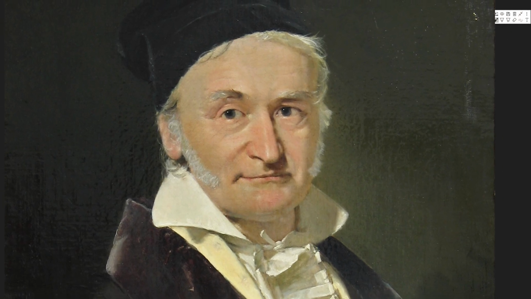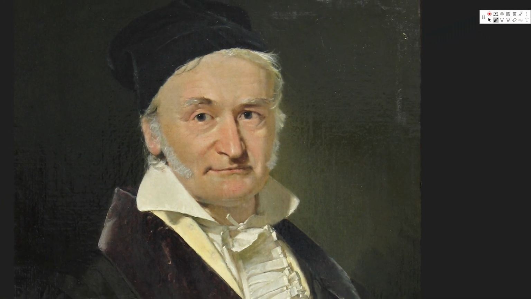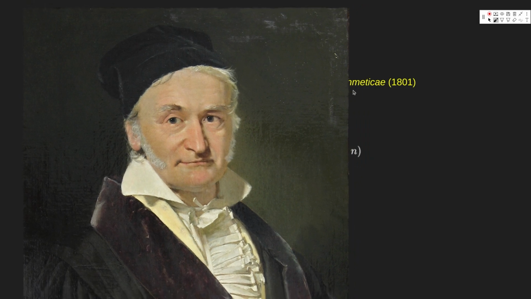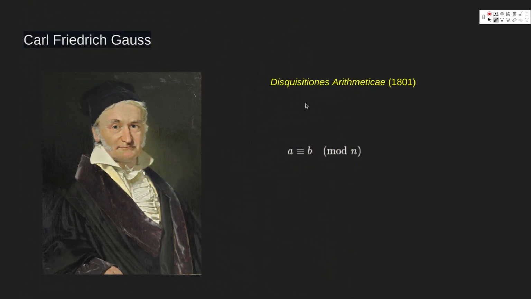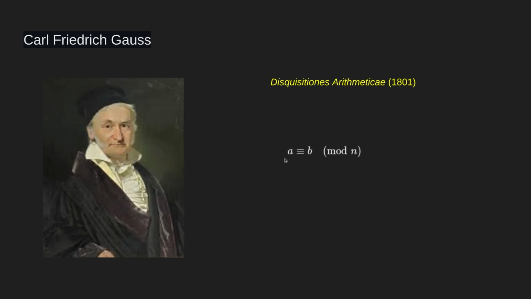Then enters Carl Friedrich Gauss. He publishes a book called Disquisitiones Arithmeticae, which translates from Latin as Arithmetical Investigations. There he proposes this notation which reads A is congruent to B mod n. The meaning of this is that when the number A is divided by n, it has the same remainder as when the number B is divided by n.